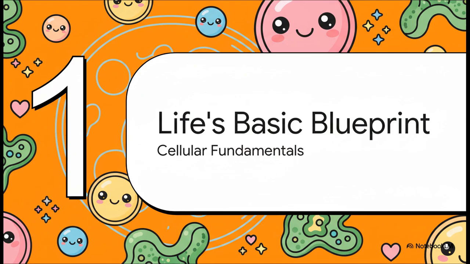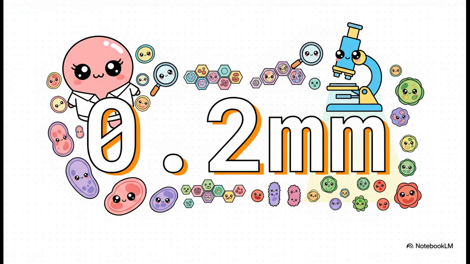All right, first up, life's basic blueprint. We're going to look at the fundamental types of cells and figure out what essential parts they all have in common. So 0.2 millimeters. What does that even mean? Well, to put it into perspective, that's about the width of a single human hair. And it represents the absolute limit of what you or I can see with our own eyes. Most cells, they are way, way smaller than this. So to enter their world, we're going to need a microscope.